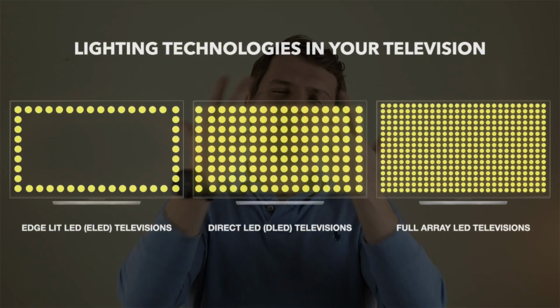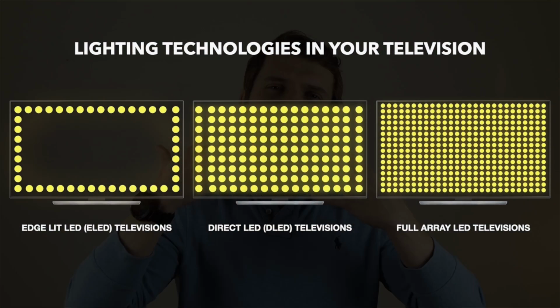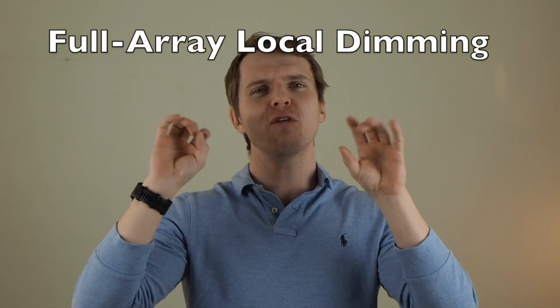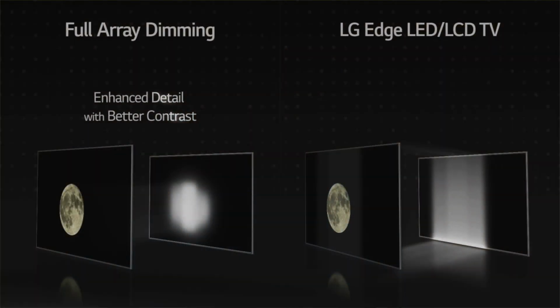With these panels, what you really want to be looking for is a backlit panel. Because they are arranged behind the screen, they can give you a much more uniform light distribution, and in the case of full array local dimming, actually turn off and on in order to give you a much better contrast and black levels within your scene.